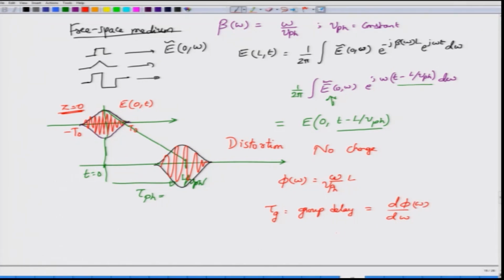In this case, what would be d phi of omega by d omega, that is, differentiating phase with respect to omega? You will get L by VPH, and please remember that VPH is constant, L is constant because it is the length of the fiber that you considered, but L by VPH itself is equal to phase delay. So, the group delay for free space is exactly equal to phase delay in these free space conditions. Both group delay as well as phase delay turn out to be equal, and this equality is what causes no distortion in the output pulse.